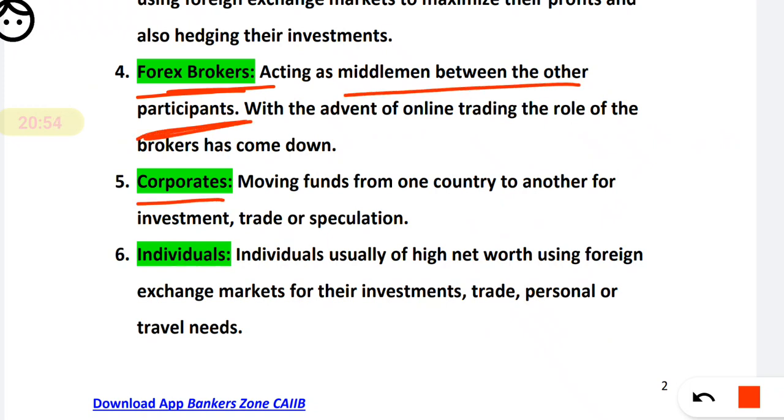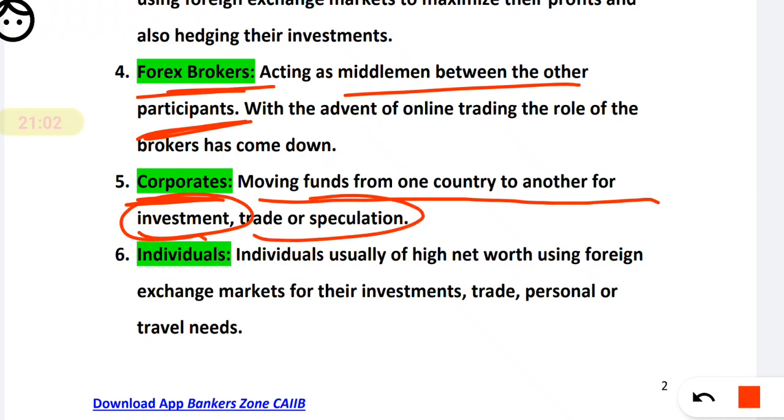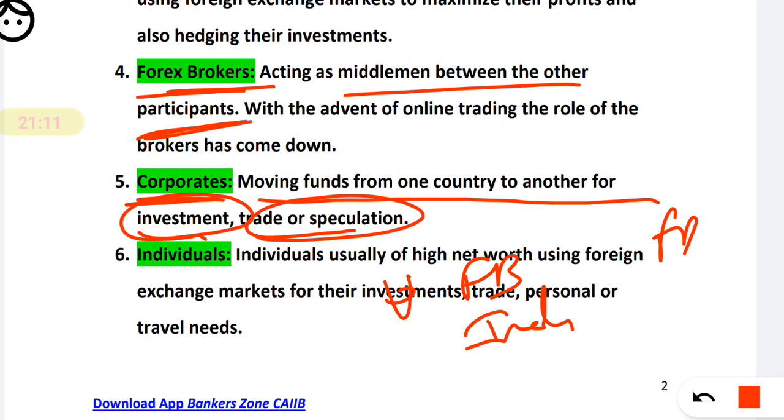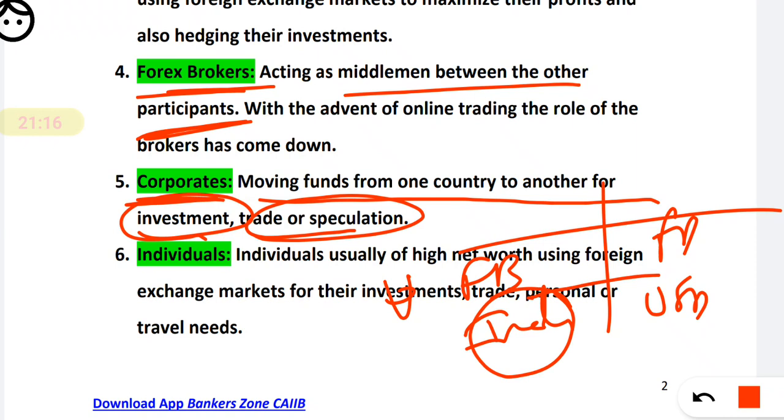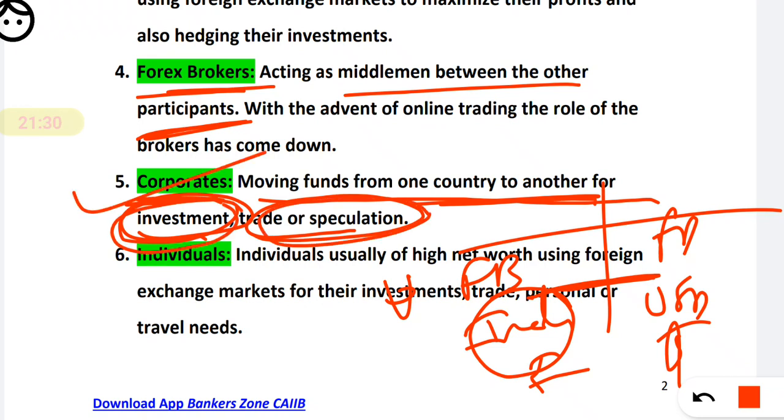Now corporates. Corporate means big clients, right? They move funds from one country to another for the purpose of investment, trading or speculation. For example, Facebook India and Facebook USA. Facebook India wants to send its earnings to the USA. Obviously they need to do the transaction through rupees to dollars. So one corporate can transfer from one country to another, for investment, trade or speculation. In this way, corporates also participate in foreign transactions.